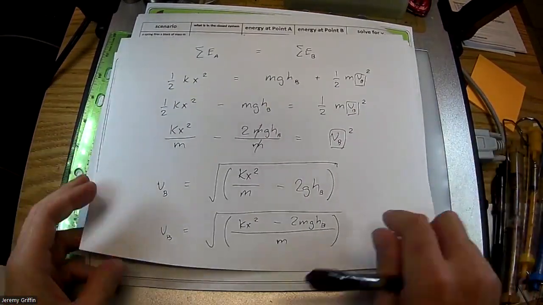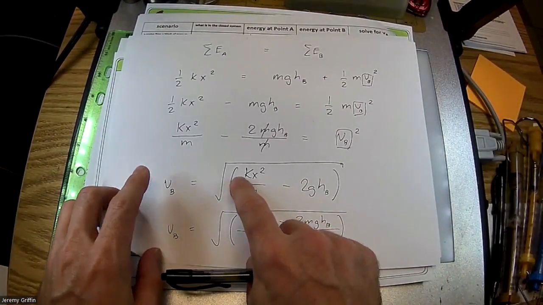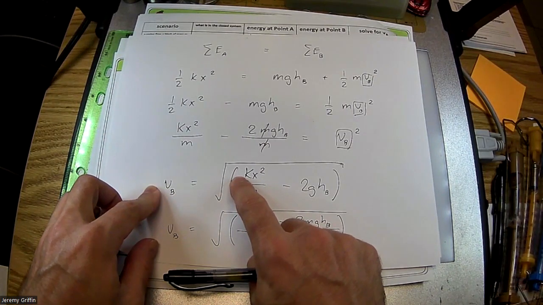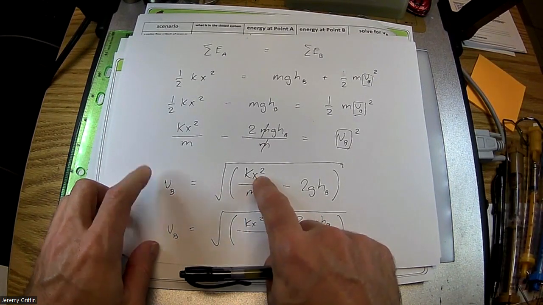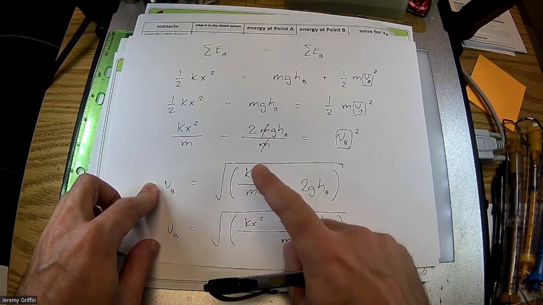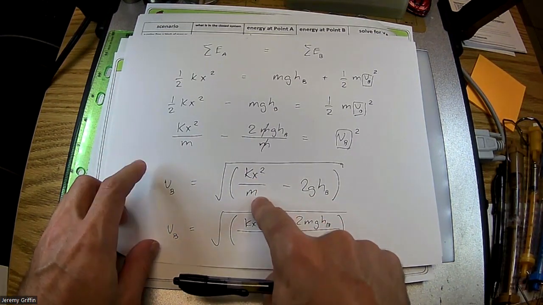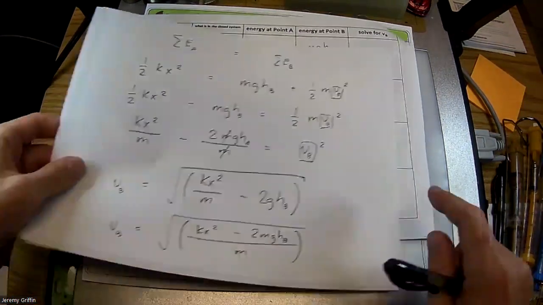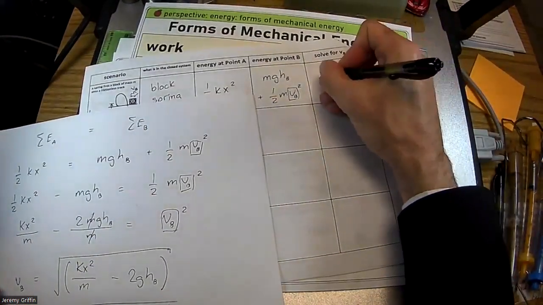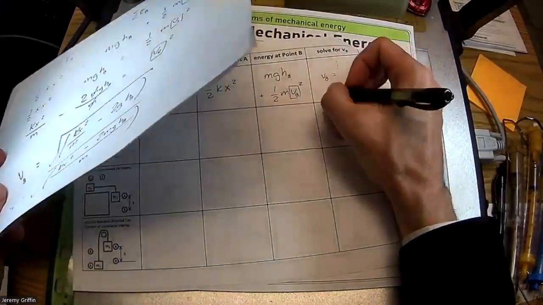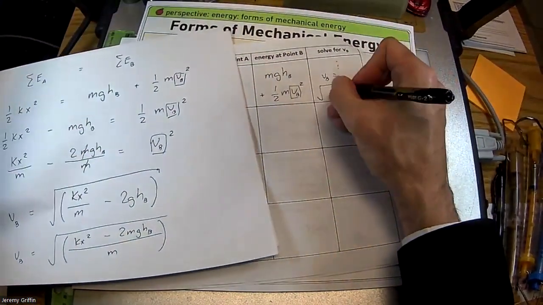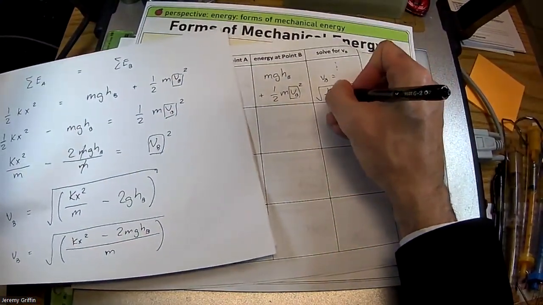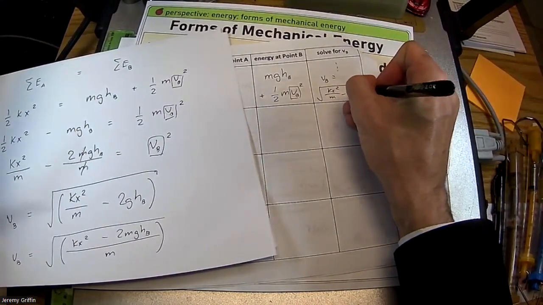So, okay. It looks like the stiffer the spring, the faster it's going to go. Check. Looks like the more you compress the spring, the faster it's going to go. Check. It looks like the more massive the block, the slower it's going to go. That makes sense too. So v_B equals, because we just did all the work here, a giant square root, kx squared over m minus 2gh.